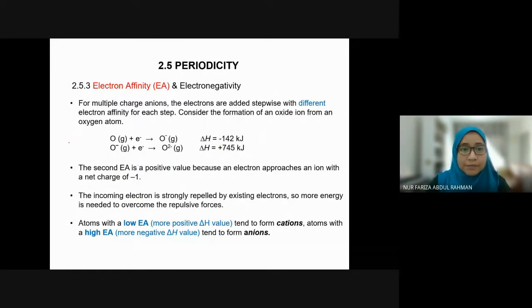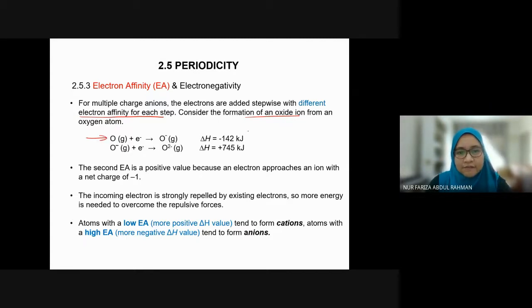For multiple charged ions, the electrons are added stepwise with a different electron affinity for each step. So the electron affinities may have different values; they are not necessarily the same. Alright, so let's look at the formation of an oxide ion from an oxygen atom.